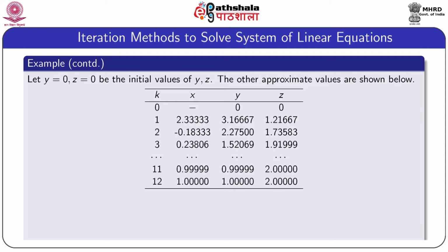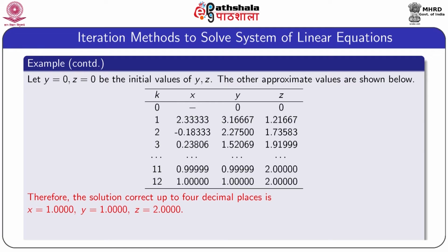See that the 11th iteration and 12th iteration are almost the same. That means we can conclude that the iteration scheme converges to a root. That means for this system of equations we obtain a convergent scheme of the solutions, and the solution correct up to 4 decimal places is x equal to 1.0000, y equal to 1.0000 and z equal to 2.0000.